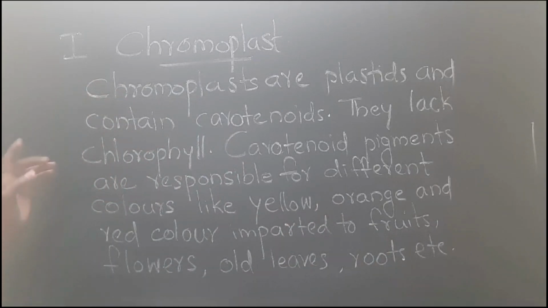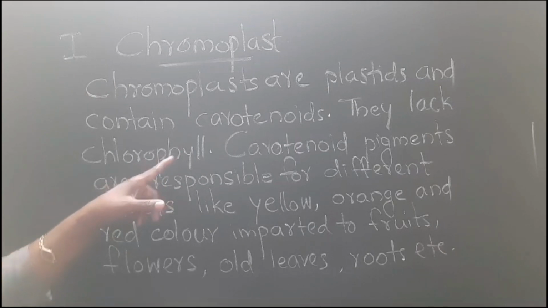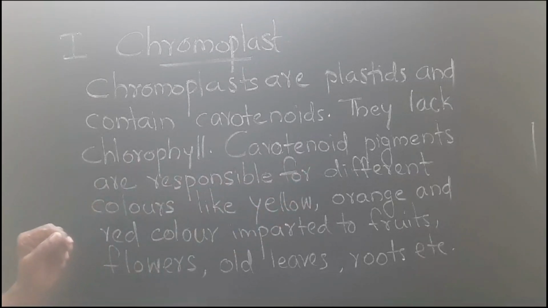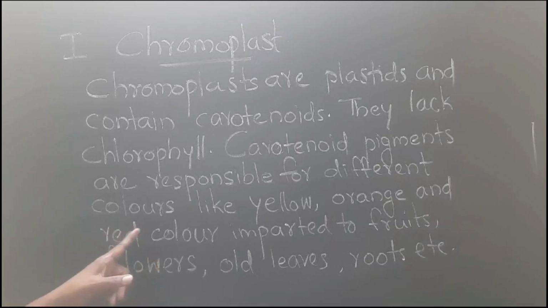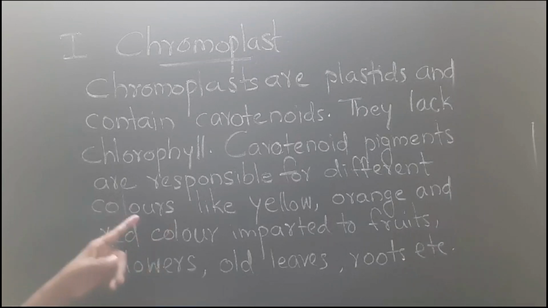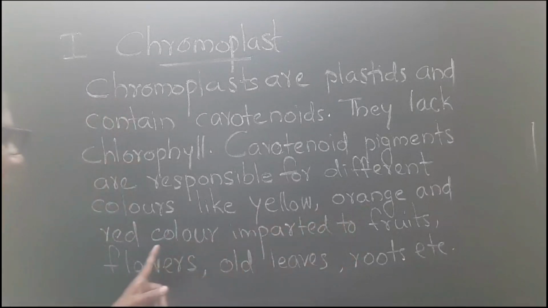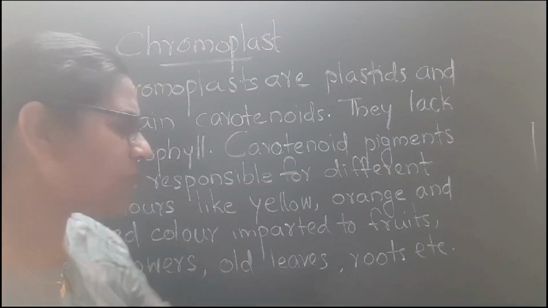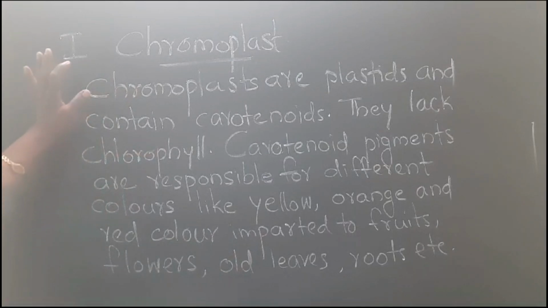Now what does it do? These chromoplasts, they are plastids. These plastids contain carotenoids, a pigment. These pigments are there in chromoplast. They don't have chlorophyll in them. They lack chlorophyll. This carotenoid pigment, what are they responsible for? They give colors. Which color? Yellow, orange and red color. To what? To fruits, flowers, old leaves, roots, etc. So that is Chromoplast.